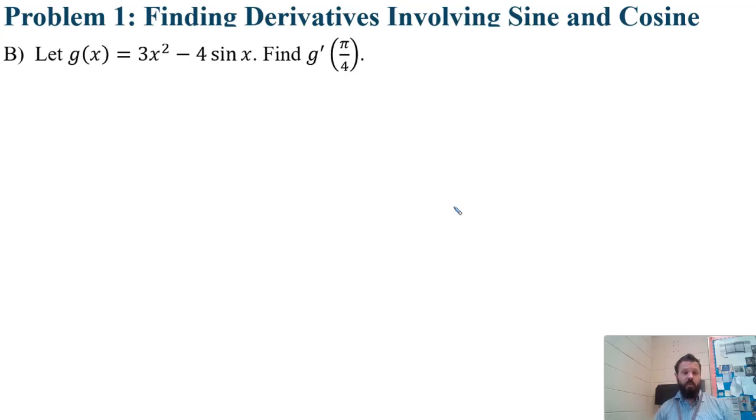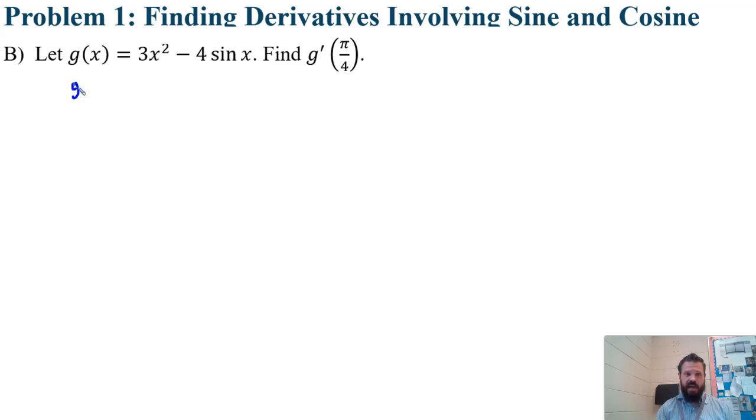Let's go ahead and run through one more of these together before we give you a chance to try one on your own. Same idea, we've got a function g of x equals 3x squared minus 4 sine x. We want to find g prime of pi over 4. Now notice this one has some trig functions in it, as well as a part of a polynomial, to which we're going to apply our power rule. So it's okay to combine those different rules based on our function.